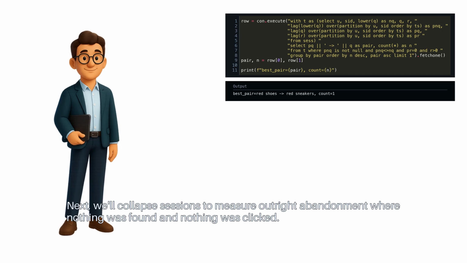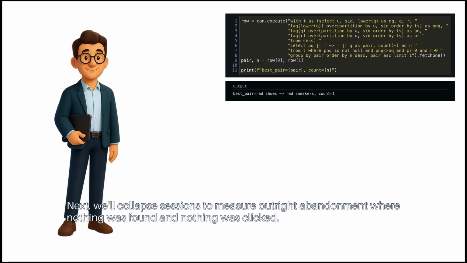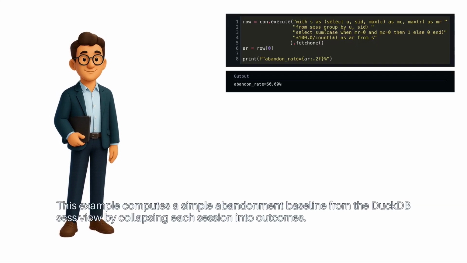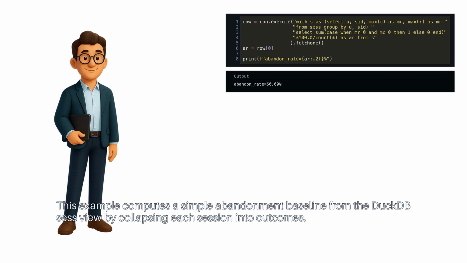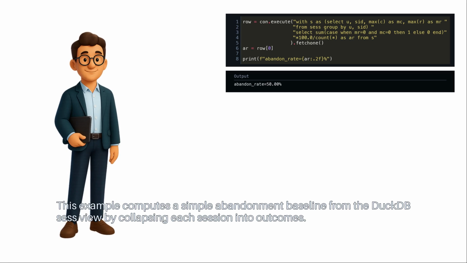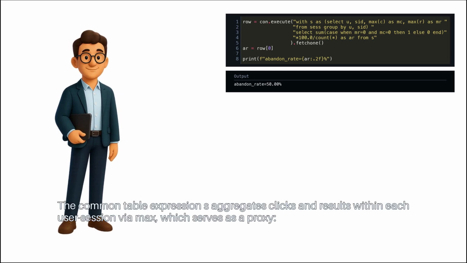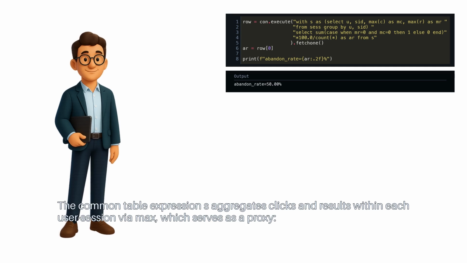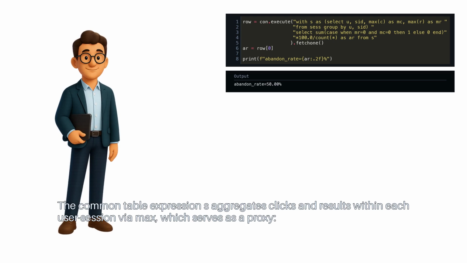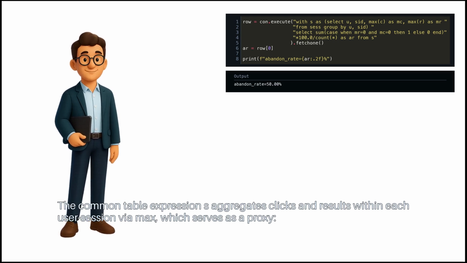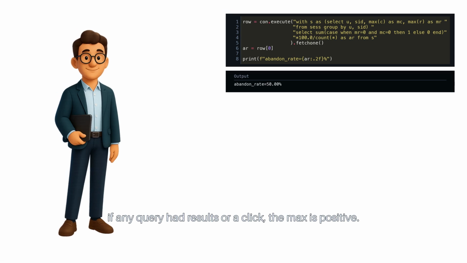Next, we'll collapse sessions to measure outright abandonment, where nothing was found and nothing was clicked. This example computes a simple abandonment baseline from the DuckDB sess view by collapsing each session into outcomes. The common table expression S aggregates clicks and results within each user session via max, which serves as a proxy. If any query had results or a click, the max is positive.